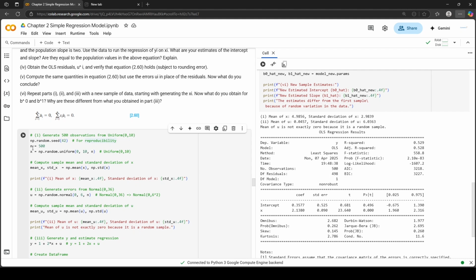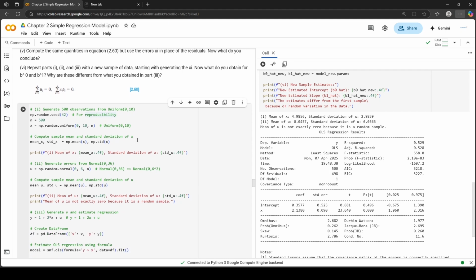Then we set the number of observations equal to 500. And now let's generate explanatory variables x equal to np.random.uniform from 0 to 10, and the number n here is the number of observations. Now we have to calculate the sample mean and standard deviation of x. So create new variables mean_x, std_x equals np.mean(x), np.std(x). The mean of x here is 4.98 and the standard deviation of x is 2.98.